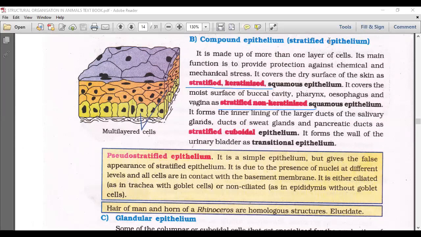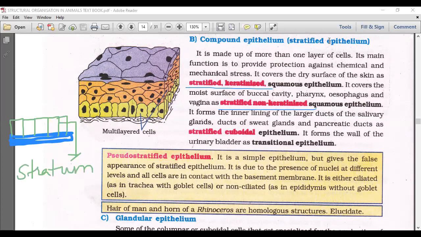So we'll go with the diagram. Let me draw the basement membrane first. This is the basement membrane. Above the basement membrane, immediately we'll find the germinal epithelium. We can say it as germinal epithelium or stratum germinativum. Stratum germinativum or germinal epithelium.